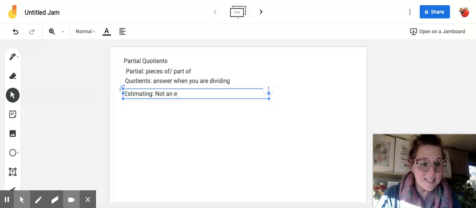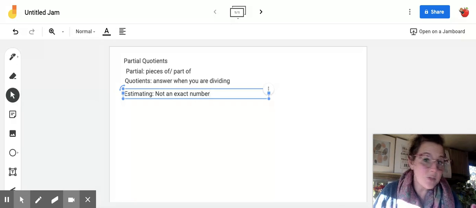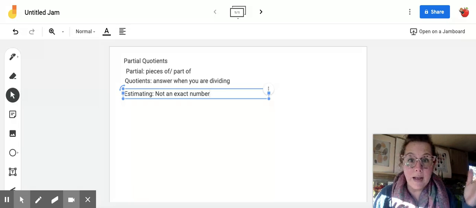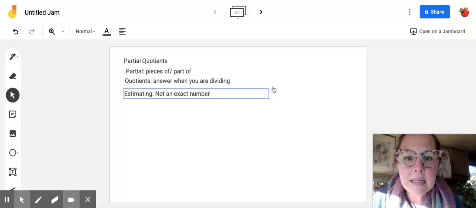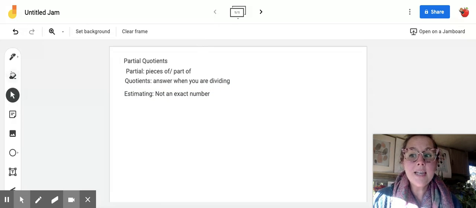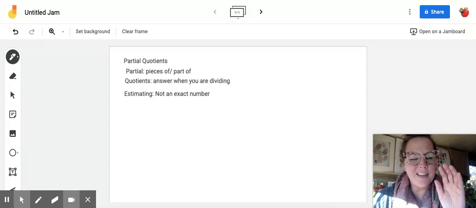Not an exact number. Okay. Now, if we were to do an exact number, we would sometimes get remainders if our number is a weird enough number. But sometimes we don't need an exact number. We can just have a roundabout number. Now, here's the thing that gets tricky when you're estimating with division. You're not necessarily looking for the closest number to the number. Let me just show you.